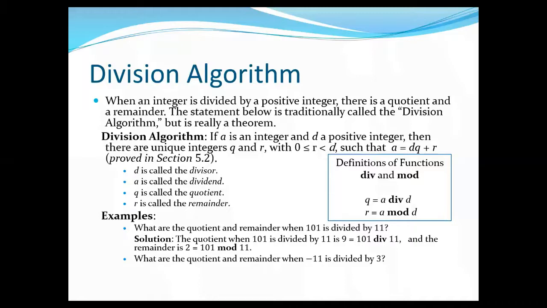Okay, so we're going to use A div D. So we have 9. Then 101 mod 11, we have 2. So that will be the result. Quotient is 9, R is 2. But how about negative 11 divided by 3? So we're going to divide negative 11 by 3. So what will be the result of D and R?